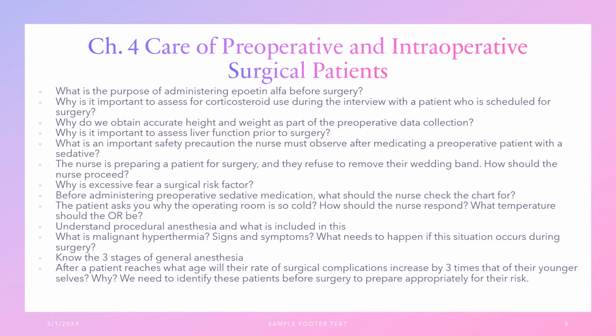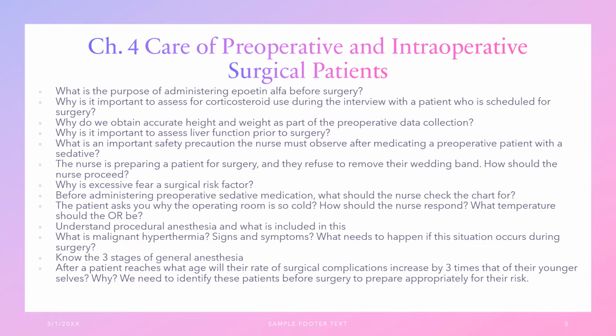Know the 3 stages of general anesthesia. The 3 stages of general anesthesia can be found on page 78. The first stage is induction. This is when unconsciousness is induced. The second stage is maintenance. This is the period during which the surgical procedure is performed. The third stage is emergence. This is when surgery is completed and the patient is prepared to return to consciousness. Neuromuscular blocking agents are reversed.